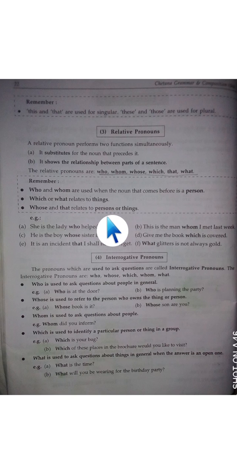Whose and that relate to persons or things. Okay, so we will take examples so you will understand it easily. Examples: she is the lady who helped me. Okay, we are pointing out a lady, that वो थी वो lady जो जिसने मुझे help की. Okay, she is a lady. In the first, मतलब ये जो third रहता है, जैसे for example उस lady का नाम है, for example, her name is Priya.